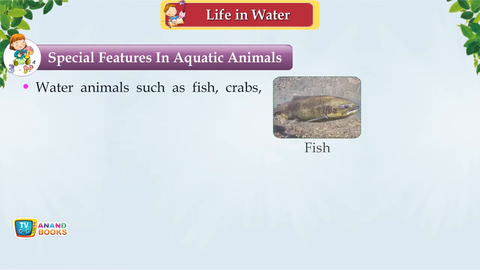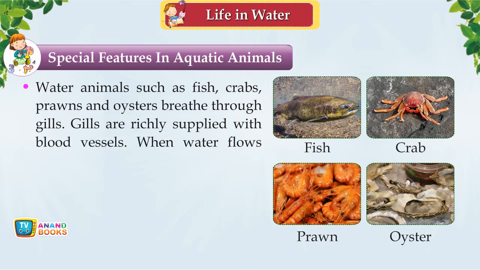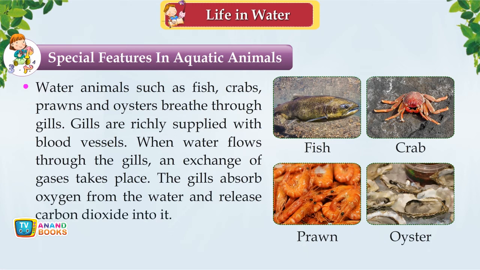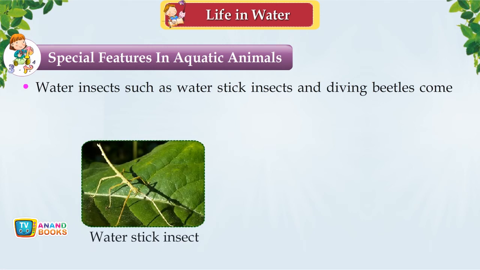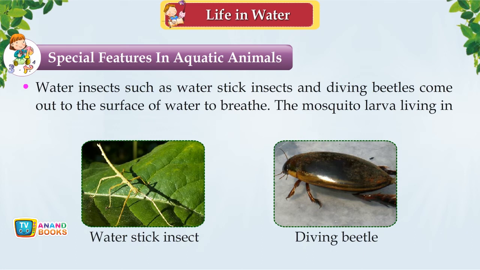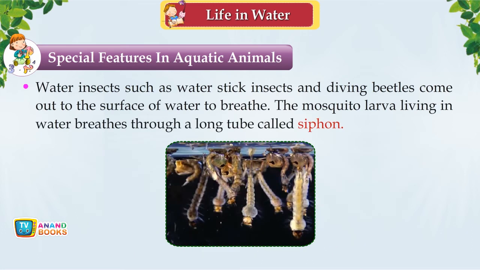Water animals such as fish, crabs, prawns, and oysters breathe through gills. Gills are richly supplied with blood vessels. When water flows through the gills, an exchange of gases takes place. The gills absorb oxygen from the water and release carbon dioxide into it. Water insects such as water stick insects and diving beetles come out to the surface of water to breathe. The mosquito larva living in water breathes through a long tube called siphon.